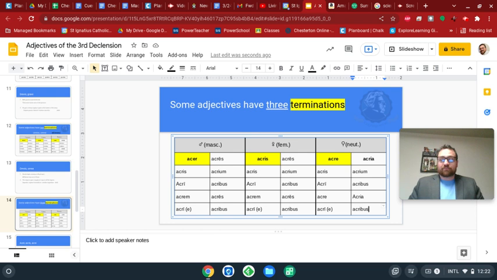Acer, acris, acre. Now, we see from the is, e endings that it's not an us, a, um, right? So we know it's a third declension adjective. And we see three parts to the dictionary form, and so we know it's an adjective of three terminations. We know that acer is the masculine one, acris is the feminine one, and acre is the neuter one, because that's how adjectives of two terminations went. And we just know that that's the order we show them in: masculine, feminine, neuter.